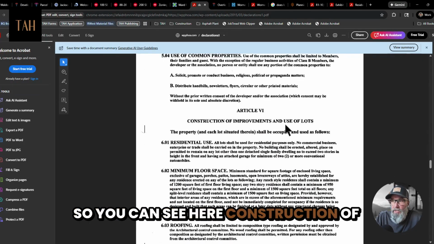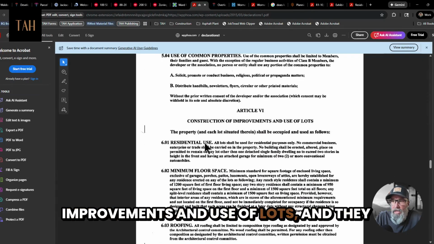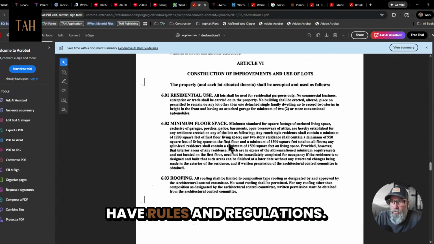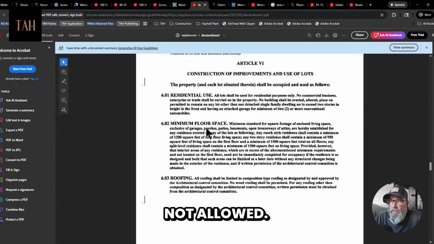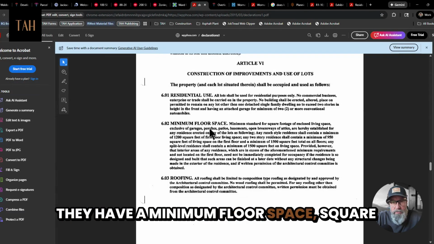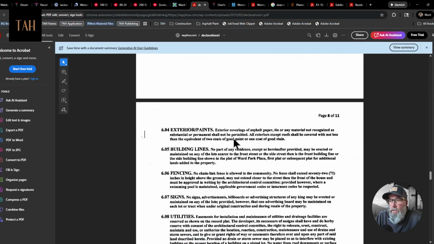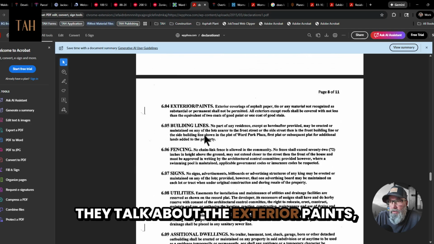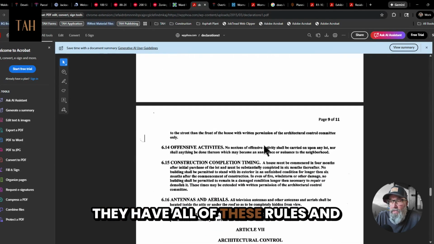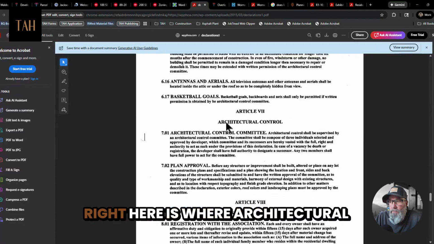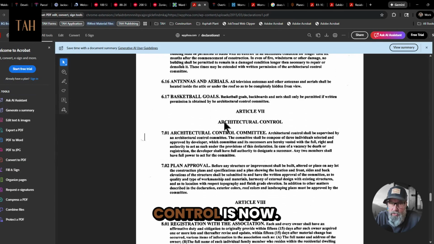So you can see here construction improvements and use of lots, and they have rules and regulations, even what type of roofing is allowed and not allowed. They have a minimum floor space, square footage. They talk about the exterior paints, building lines, fences, utilities. They have all of these rules and regulations. Right here is where architectural control is.